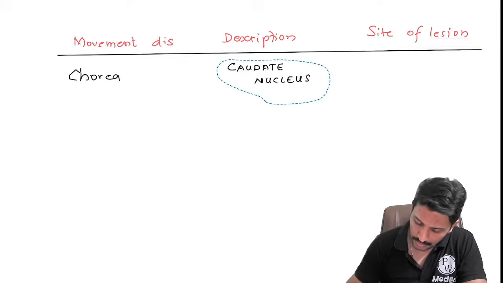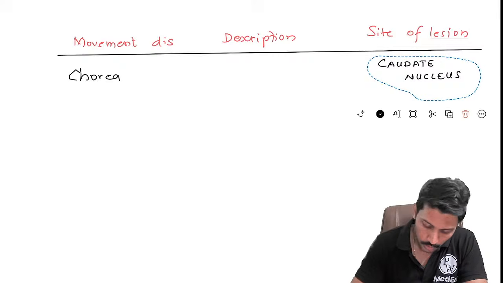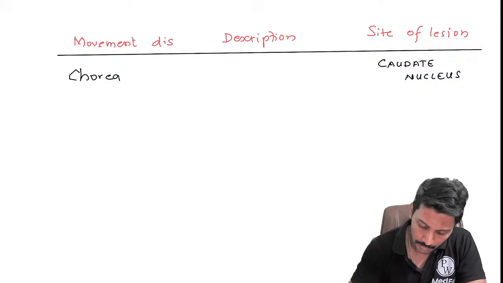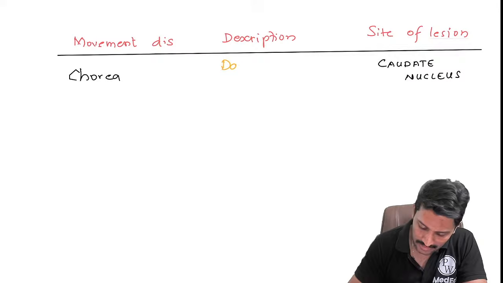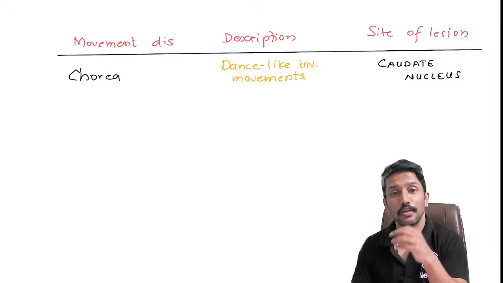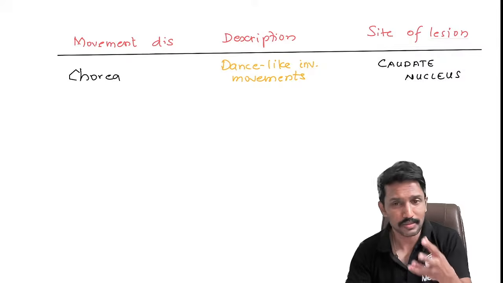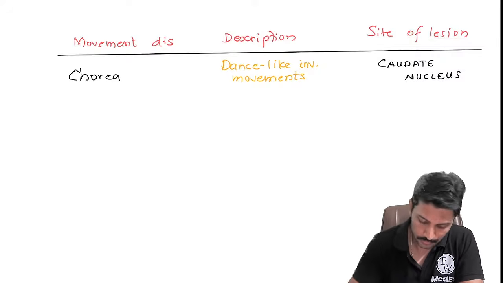What is the description that they will provide for chorea? They will mention that the abnormal movements that we are seeing are dance-like involuntary movements. In fact, the word chorea comes from choreography. It appears that someone has choreographed these movements.